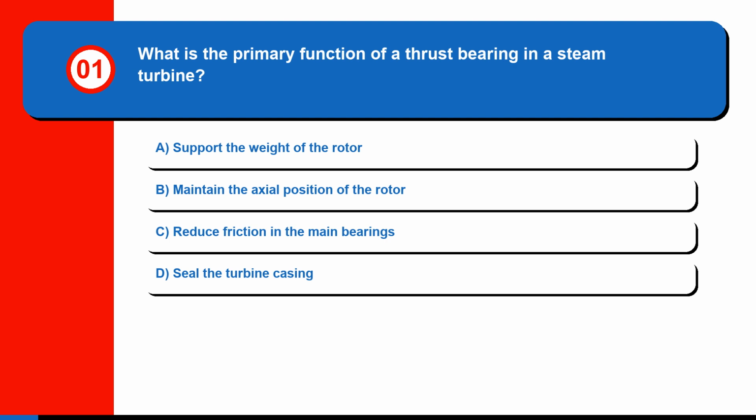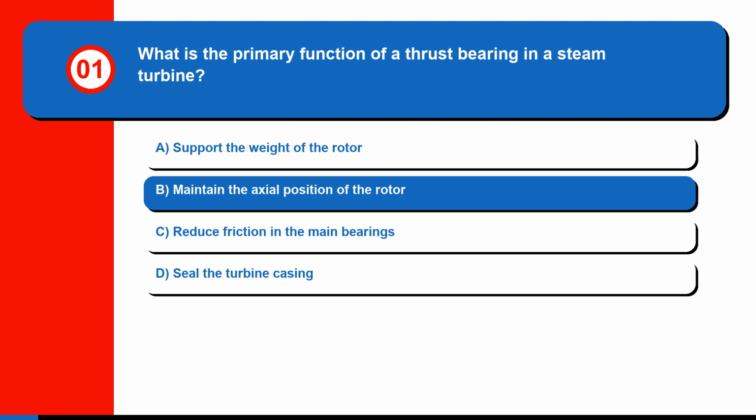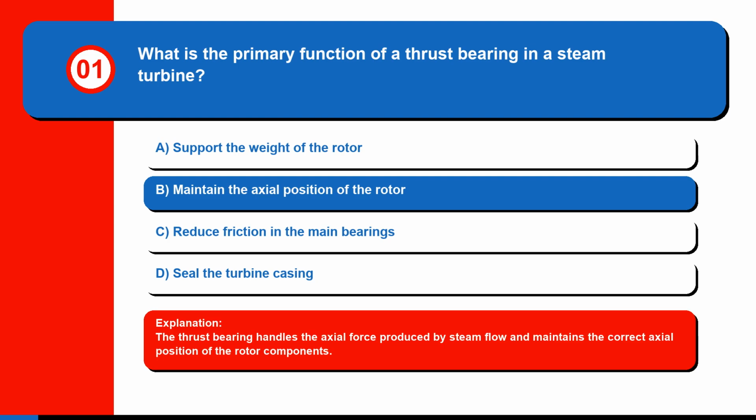A. Support the weight of the rotor. B. Maintain the axial position of the rotor. C. Reduce friction in the main bearings. Or D. Seal the turbine casing. The correct answer is B. Maintain the axial position of the rotor. The thrust bearing handles the axial force produced by steam flow and maintains the correct axial position of the rotor components.